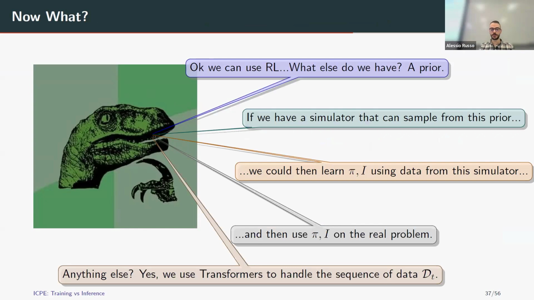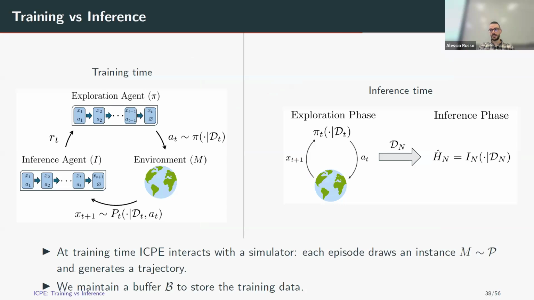And we're going to use transformers to handle the sequences of data. So the transformer will try to learn low-dimensional representation of the data and do all the heavy work for us. So there are indeed two phases here. There is a first training phase where we are training both models. So we are training the inference model to approximate the posterior distribution of the true hypothesis. And then we use this model that the inference is learning to compute the reward that we're going to use to train the exploration agent.